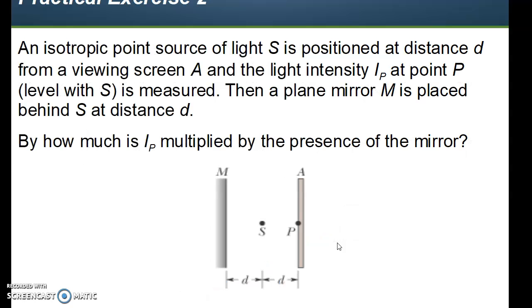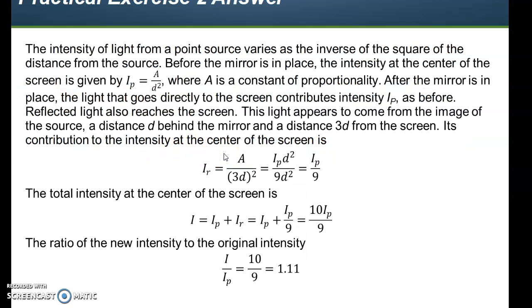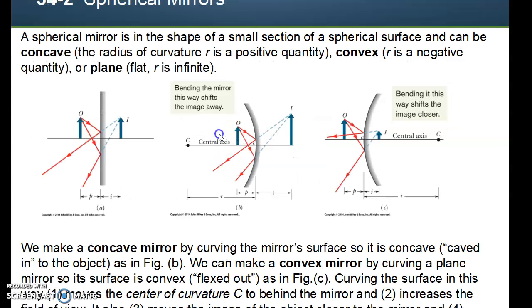So the next one: an isotropic point source of light S is positioned at a distance d from the viewing screen A. Then the plane mirror M is placed behind S at a distance d. So you've got this mirror here and this viewing screen here. By how much is Ip multiplied by the presence of the mirror? And this is problem number 2 in your book.